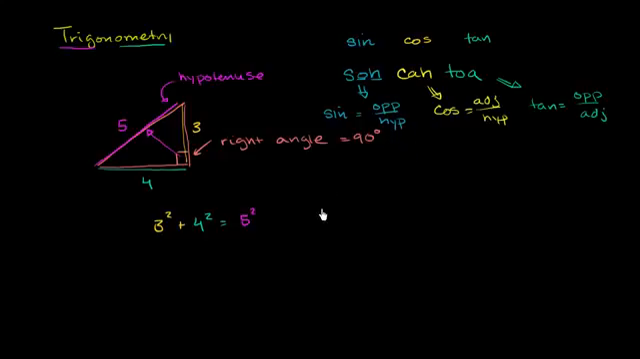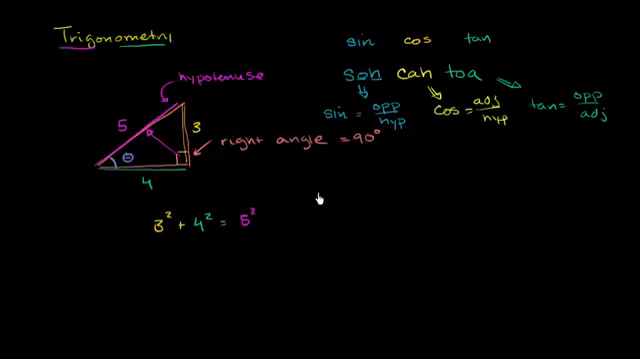What are we talking about? Well, let's take an angle here. Let's say that this angle right over here is theta, between the side of length 4 and the side of length 5. This angle right here is theta. So let's figure out what the sine of theta, the cosine of theta, and the tangent of theta are.